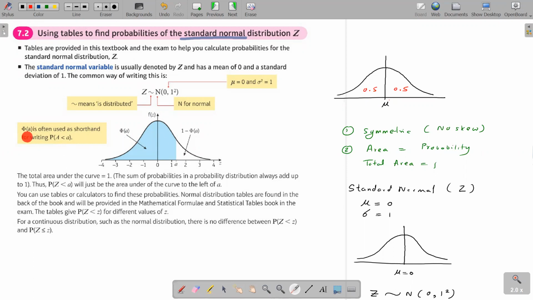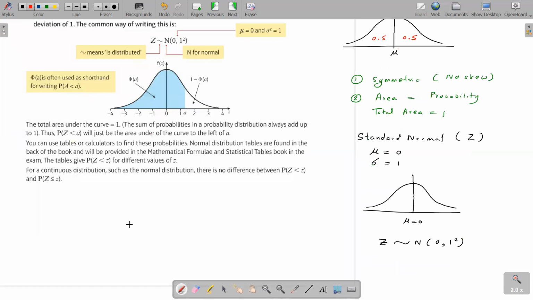So the first thing that I want you to get used to is this notation phi A. Phi A is often used as a shorthand for writing the probability that capital A, and capital letters denote random variables, is lower than a certain value. First we'll get used to the notation, then we'll start using the table.